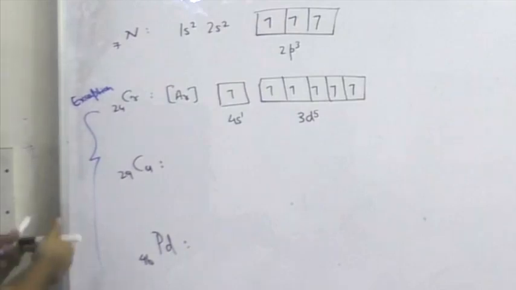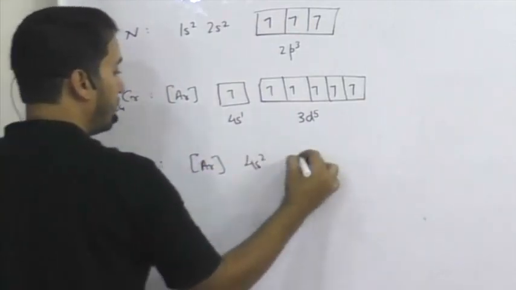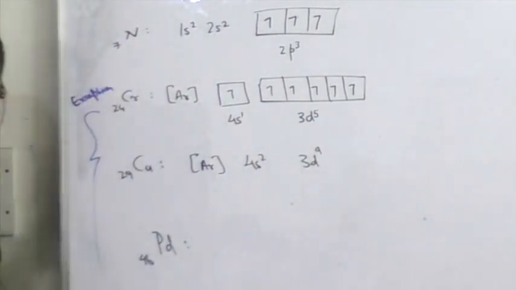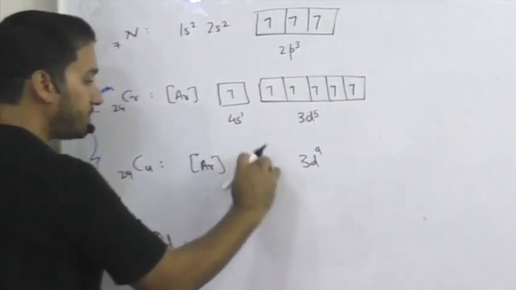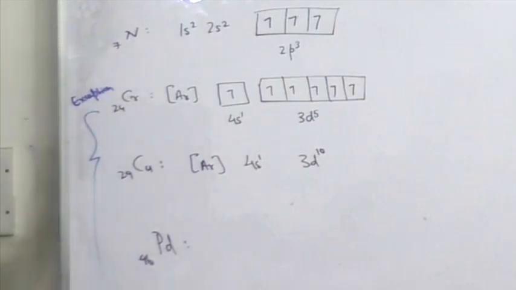Now copper, 29. Copper should have been argon 4s2 3d9. It should have been that, but instead of this, copper stays as 4s1 and 3d10. Copper is 4s1 3d10. This is an exception which you have to remember, because the fully filled state of d is extra stable. d9 is not very stable, d10 is very stable, right?